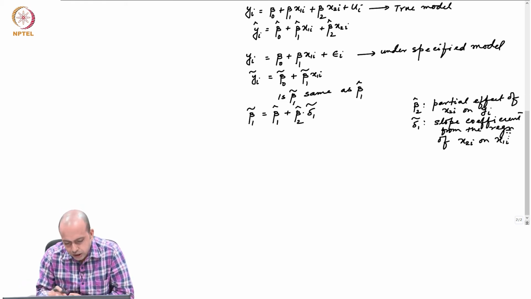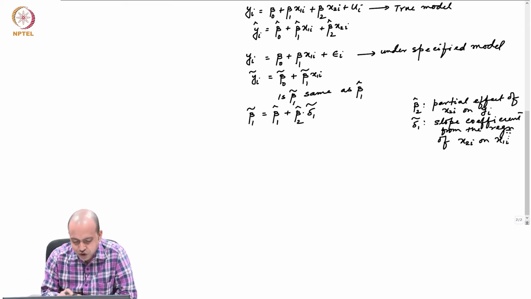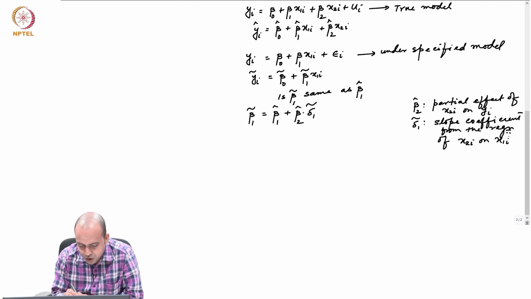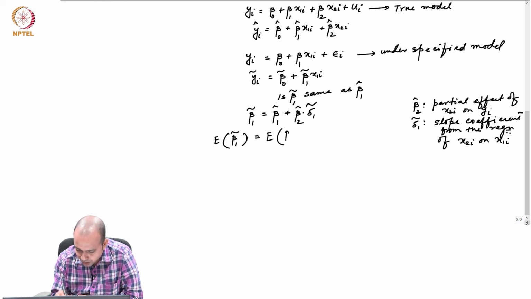So, if you take expectation of beta 1 tilde, what will you get? Expectation of beta 1 tilde would be the expectation of beta 1 hat plus beta 2 hat into delta 1 tilde.